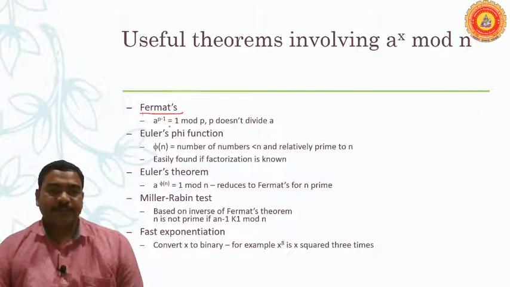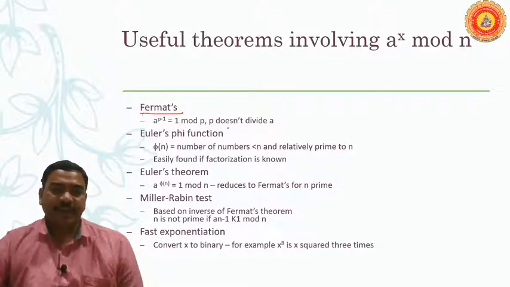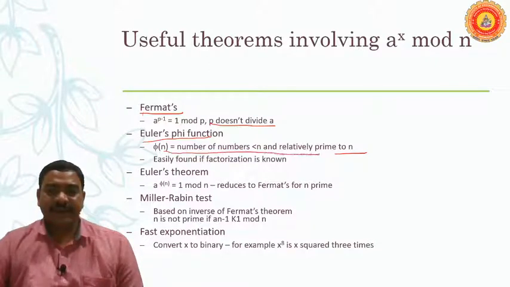The first one is Fermat's theorem. Fermat's theorem says a to the power p minus 1 is equal to 1 mod p, where p is prime and p doesn't divide a. Then Euler's phi function: phi n is the number of numbers less than n and relatively prime to n. It is easily found if the factorization is known.